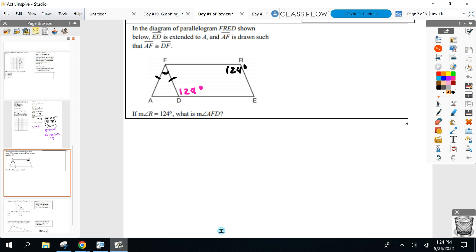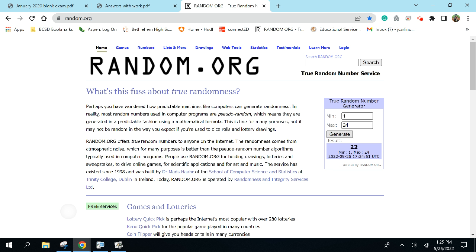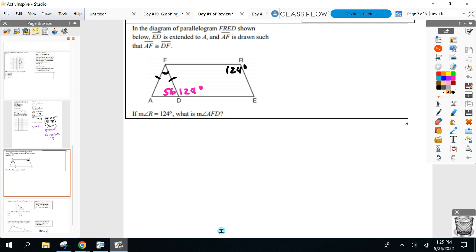The 124 and FAD are supplementary. Good, so this will be 56. What type of triangle is FAD? What type of triangle? What's across from the congruent sides? There we go. Angle A is 56.